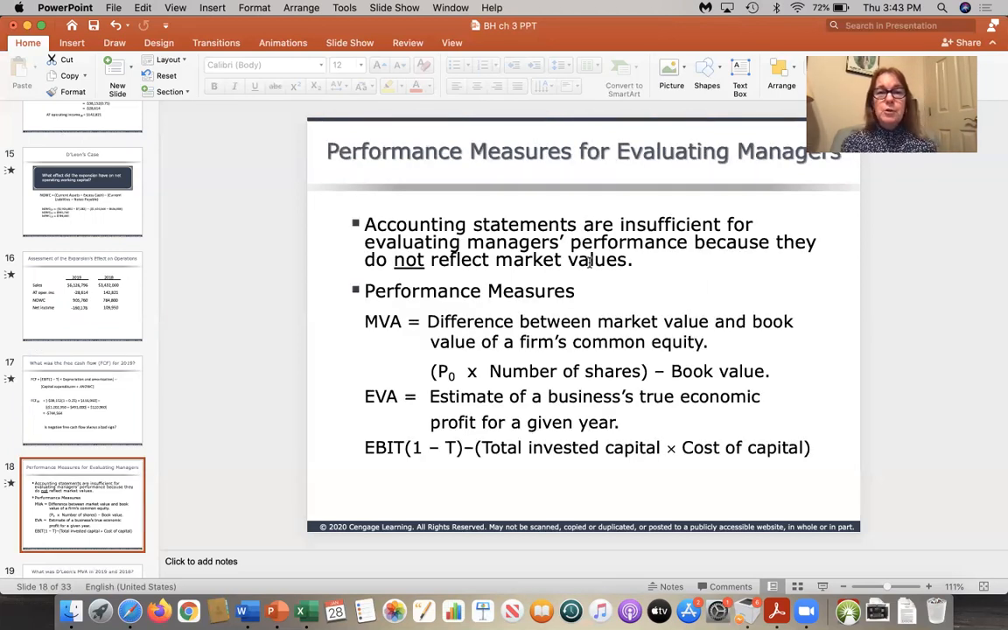Okay, here's a couple other performance measures. And these are really interesting because these performance measures look at the actual stock price, which none of these financial statements really look at: what's the going rate of the stock, what's the stock selling at. So one is called the market value added, and it's simply the current price of the stock times the number of shares minus the book value.